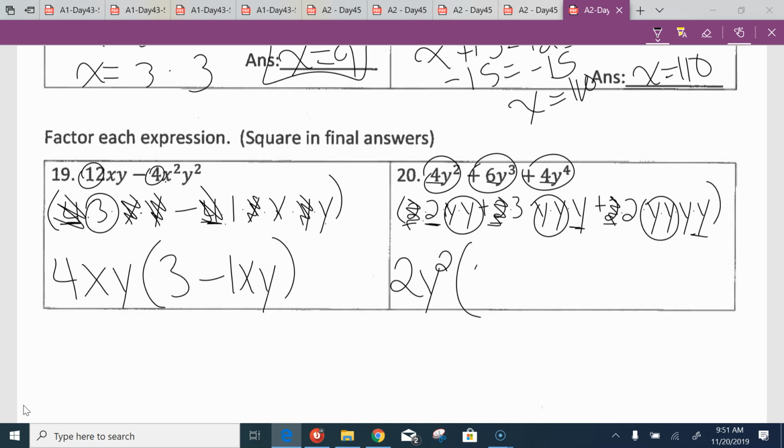I have 2 in the front, still remaining right here. Plus sign comes down. I have a 3 and a y, still remaining in the middle piece. Plus sign comes down. I have a 2 and 2 y's, which is y squared. That'll also come down. So there's your final answer there.